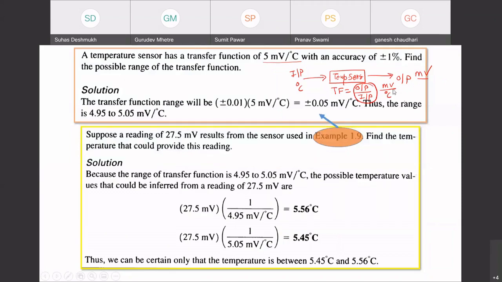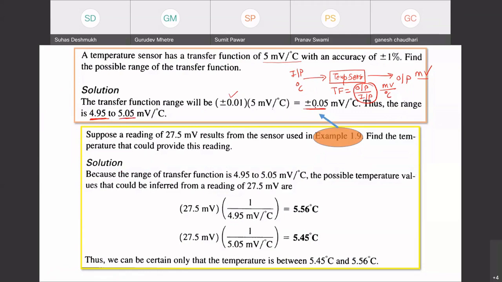In this case, the accuracy is plus or minus 1%. Find the possible range of the transfer function. How can I determine the transfer function range? This transfer function gives me this much accuracy at 5 millivolt per degree Celsius. A plus or minus 0.05 change means my transfer function may lie between 4.95 and 5.05. That is the way you can do it.